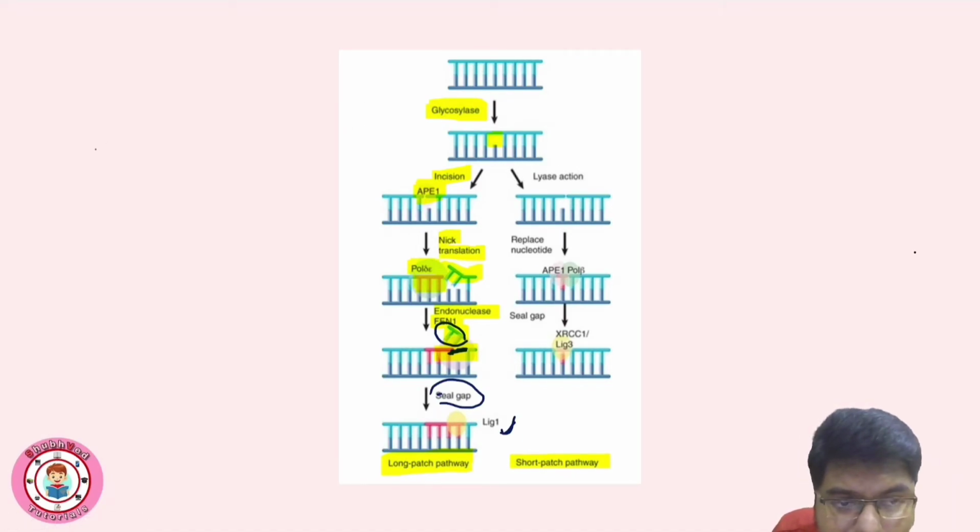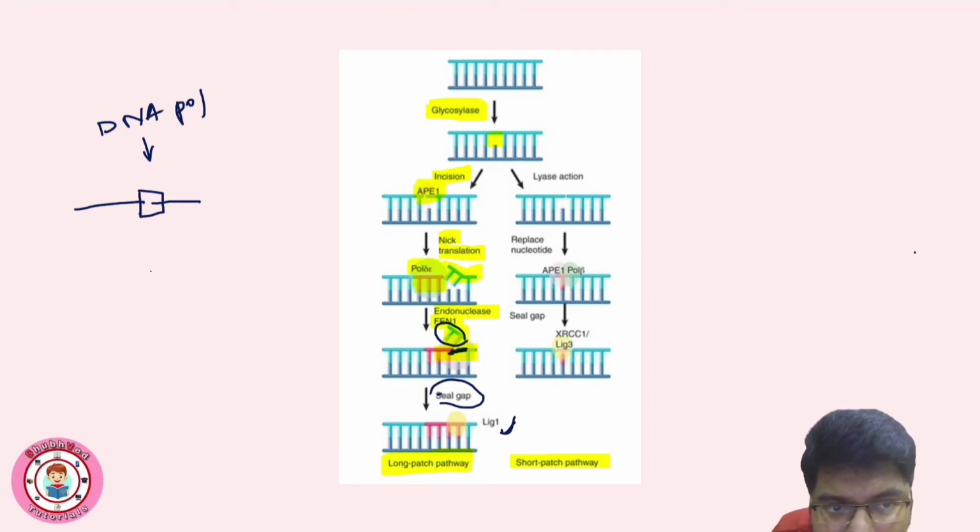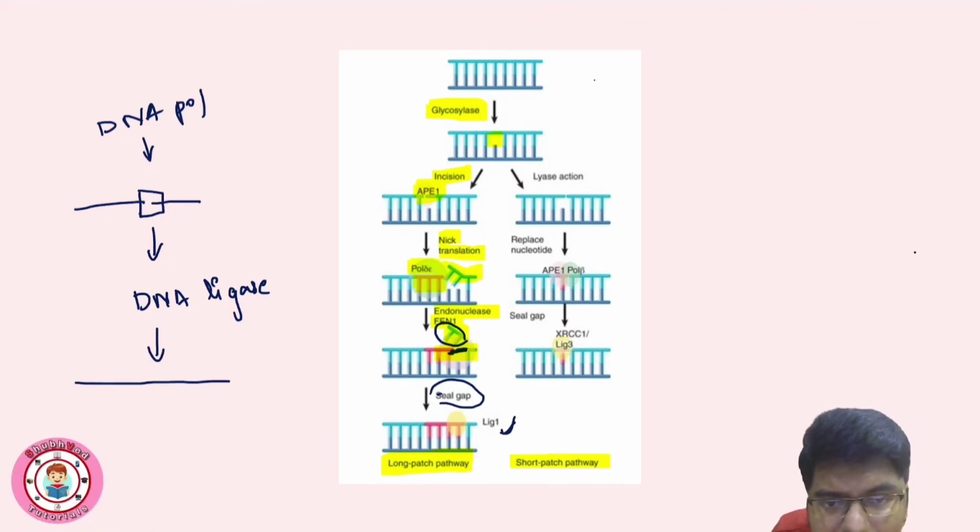See, when we discuss DNA polymerase, what it does, it will synthesize the strand, but there will be a little gap in the end. This is to be filled by DNA ligase. Complete joining is done by DNA ligase. Then the strand is continuous. So this is a long patch pathway.